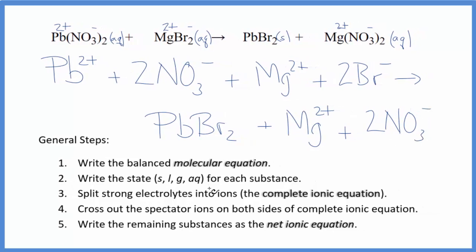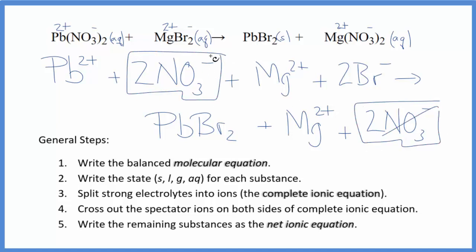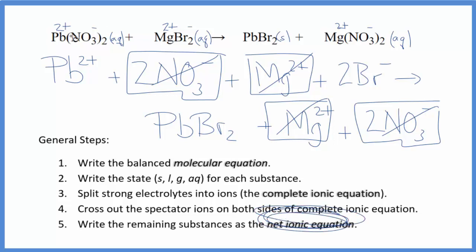Now that we have everything broken down into ions, we can cross out spectator ions. They're on both sides of the complete ionic equation. They haven't changed. We're really not interested in them. Here are our reactants and our products. In the reactants, I have 2 nitrate ions. I also have that in the products. Get rid of that. Here's that magnesium ion, and in the products. Get rid of that. What's left, that's the net ionic equation for PbNO3 plus MgBr2.